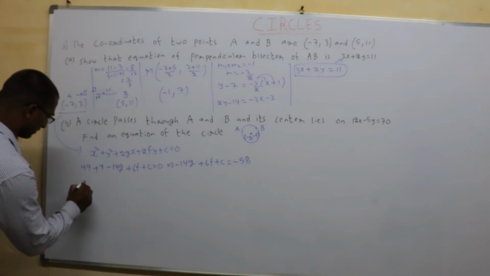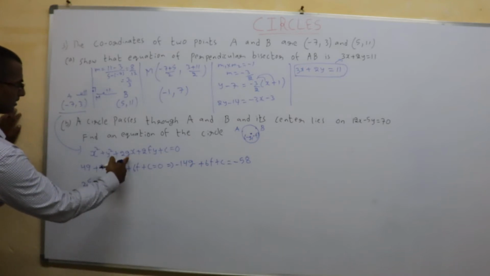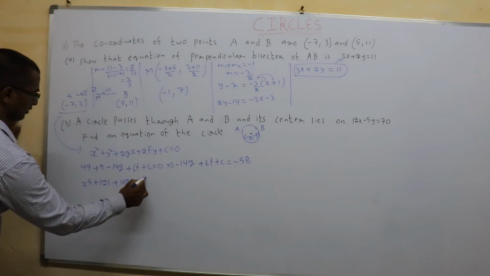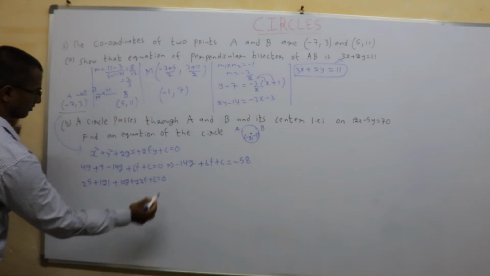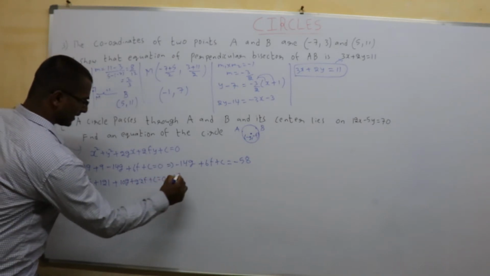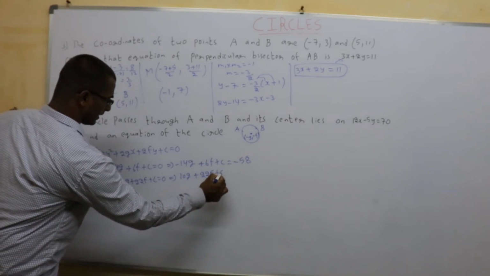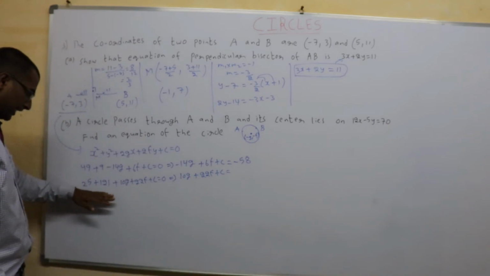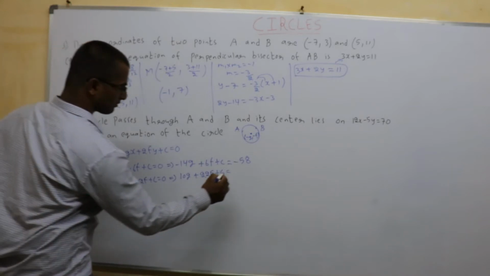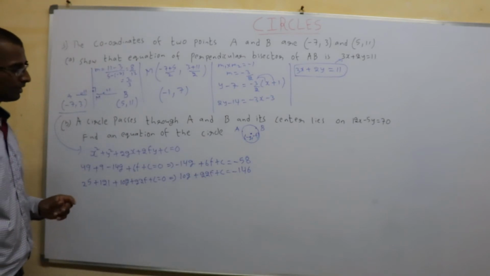Now place B in this. So I get 25 plus 121 plus 10g plus 22f plus c equal to 0. Right? So that becomes 10g plus 22f plus c equal to 25 plus 121 is 146. Send it to the other side, minus 146. Right?